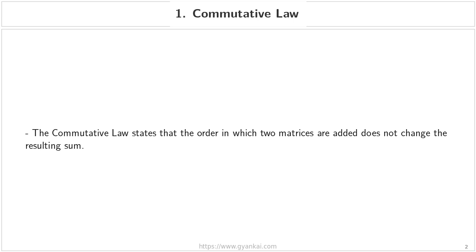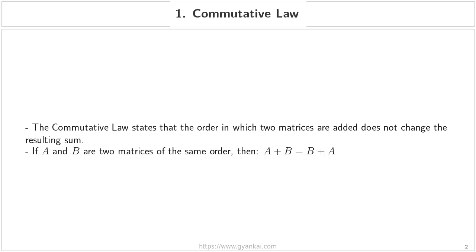Now that we have established the basics of how to add matrices, let us move on to the first of the four fundamental properties, the commutative law. The commutative law simply states that when you are adding two matrices, the order in which you add them does not change the final result. In mathematical terms, if we have two matrices, matrix A and matrix B, and they both have the same dimensions or order, then matrix A plus matrix B will always equal matrix B plus matrix A.